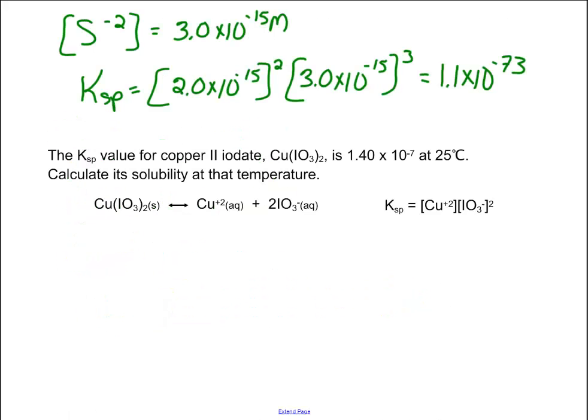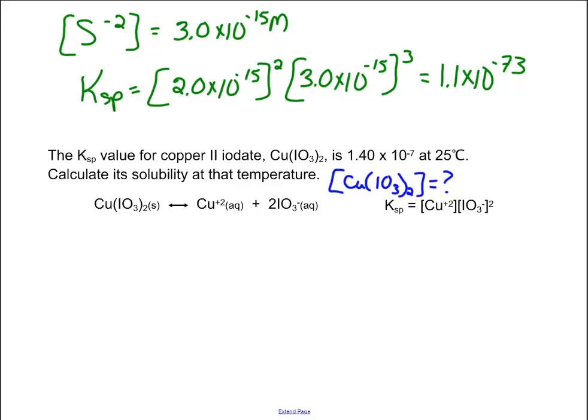Here's a problem where I'm given the KSP value for copper 2 iodate. It's 1.4 times 10 to the negative 7. And I'm supposed to figure out its solubility. Again, when you're asked to find solubility, you're looking for the concentration of the compound. So of copper iodate, KSP allows me to find the concentration of copper ions and iodate ions. From there, I can figure out the solubility of the compound.